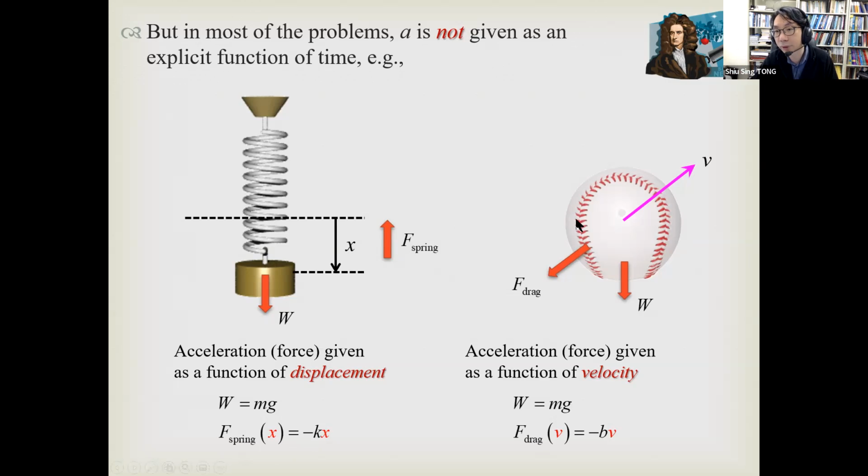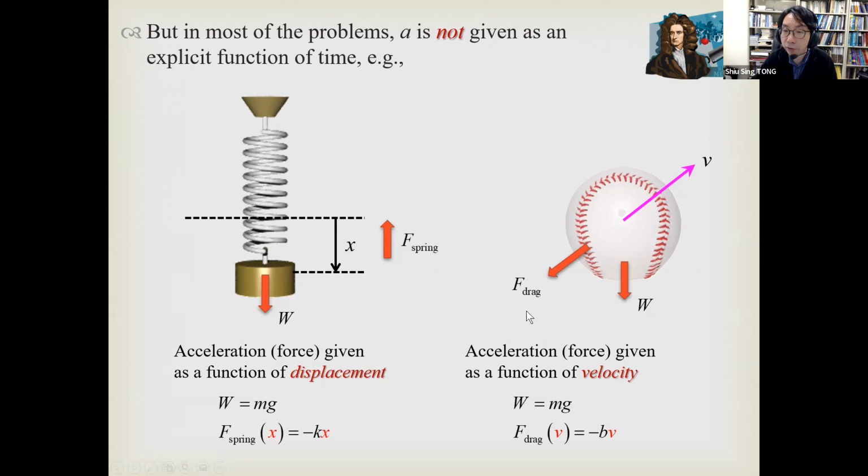Another example is a baseball traveling in air. Suppose a baseball has a certain velocity v in air, and the force of gravity is always acting downwards. It's always a constant. But there's also a drag force. The drag force is due to the air resistance. When the ball is flying along the direction of the velocity, the drag force is in the opposite direction because the air resistance always opposes the motion.